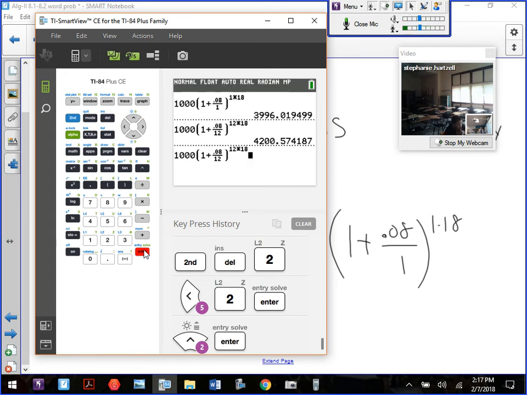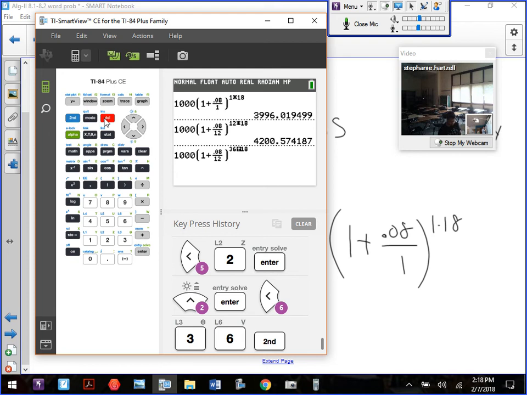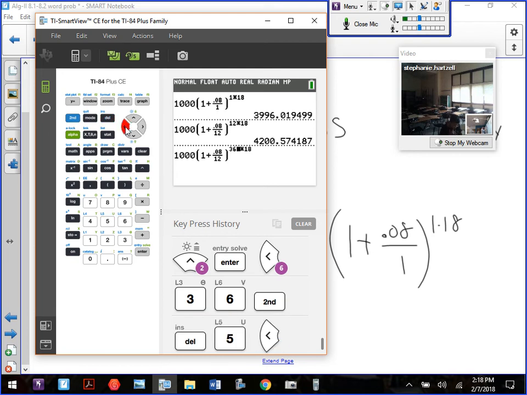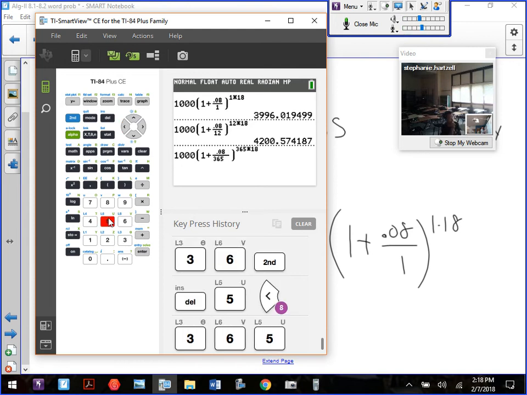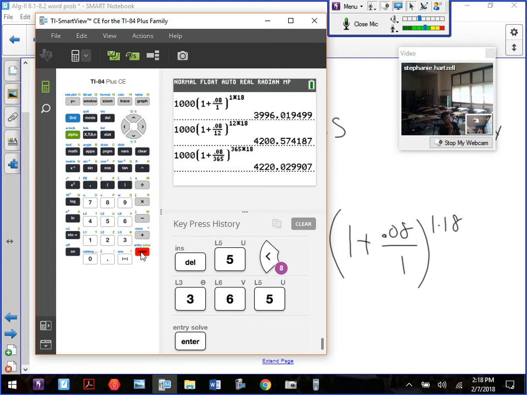we did monthly. If I do it daily, it's not much of a difference, is it? If I do 365, you get the point here. When you do hourly, it's a lot, isn't it?